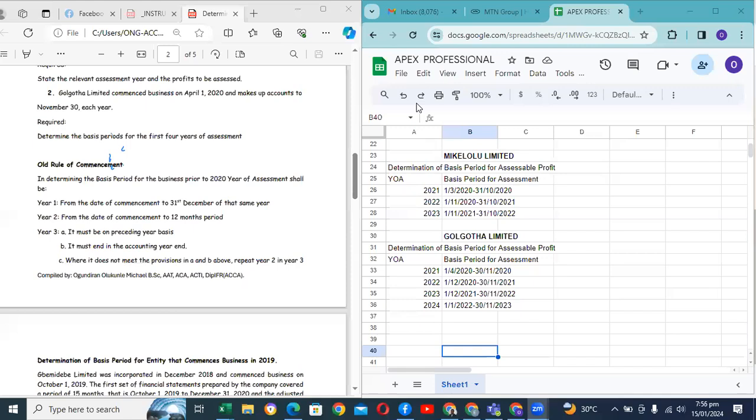What do you do for businesses that commenced operation in 2019 that has a composition of both the old rule and the new rule? The Finance Act says there should be no overlapping or gap in the basis period. So on no circumstance should there be overlapping.